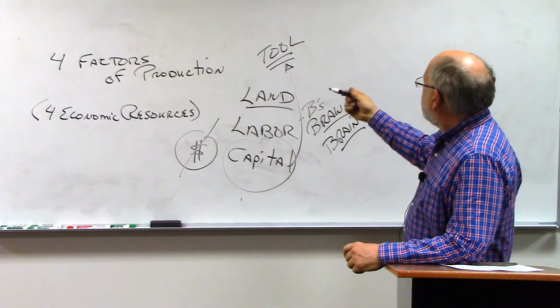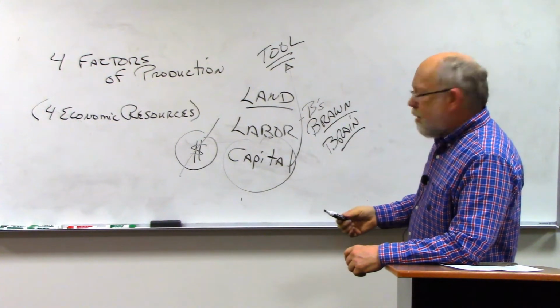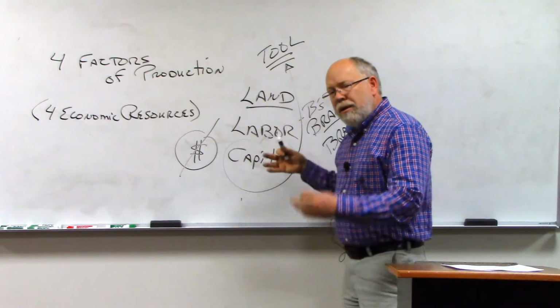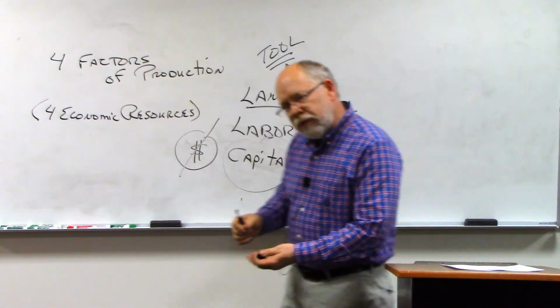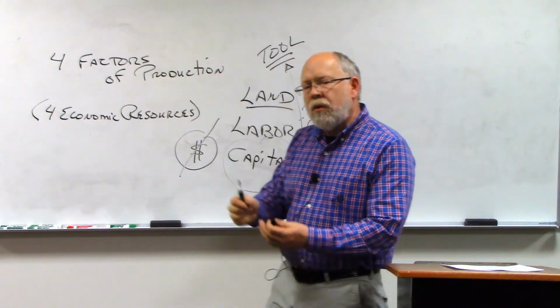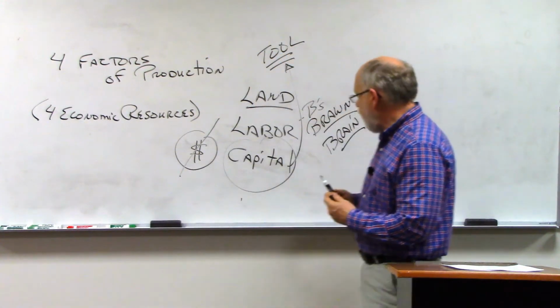So this dry erase marker is a form of capital because it is a tool that helps me convey an idea to you, the viewer. And when you write down your notes, and hopefully you're taking some notes, that's a tool to help you remember things in the future so you can go back and review it.